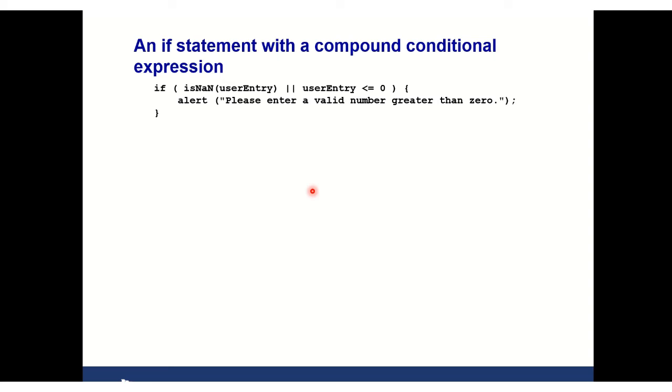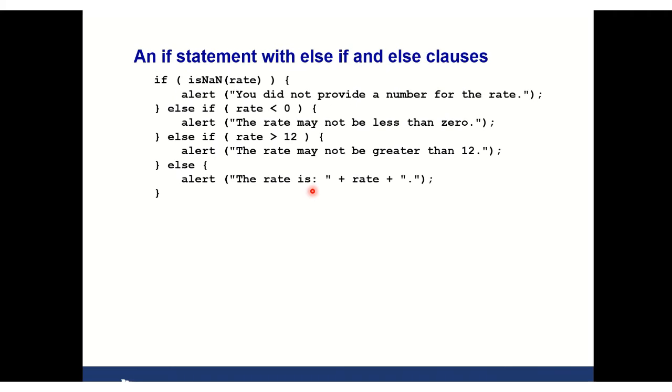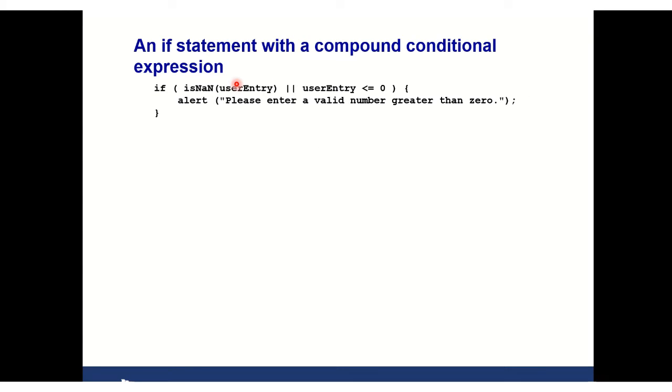Now you can have a compound condition. What do you mean by compound condition? Before that, we had only one condition inside the if or else if block. Here, if isNaN(red), this is one condition, but you may want to verify two things at the same time, so then you use the compound condition.